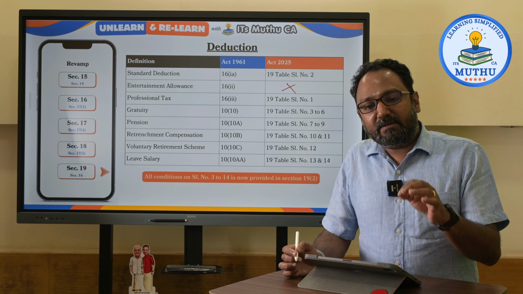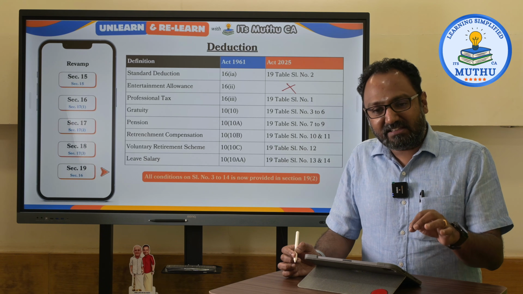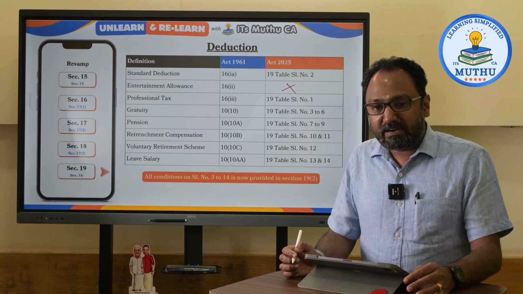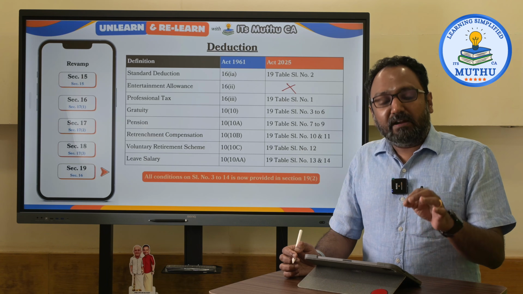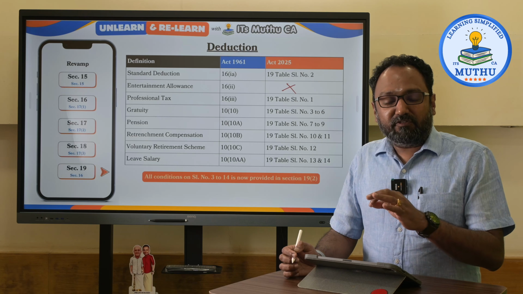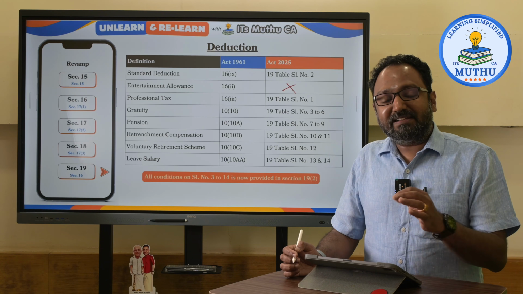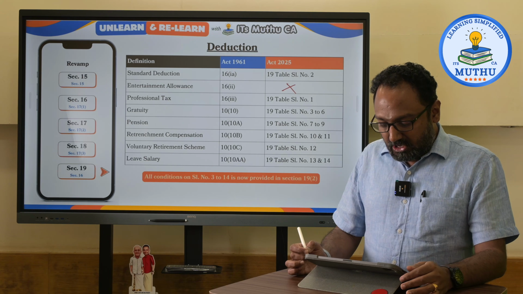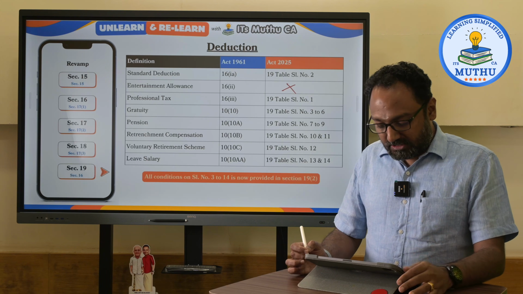Earlier, entertainment allowance was claimed as an exemption only for government employees. Now it is not for government employees also, which means the deduction is not there. It is taxable for all the employees. So that's a change. So entertainment allowance is not part of section 19.